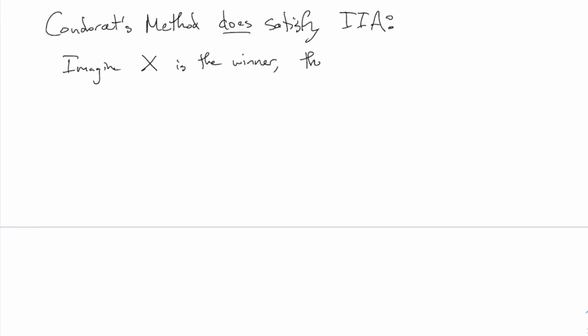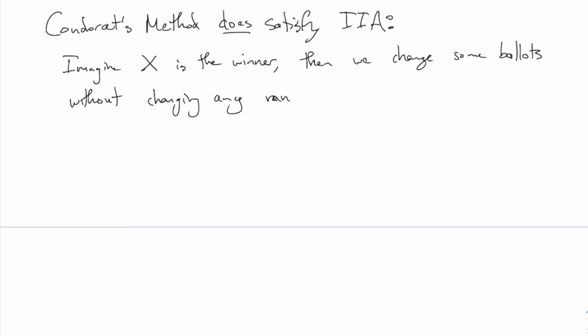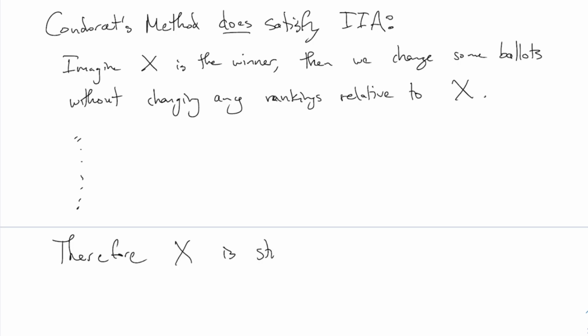And then we change some ballots without changing any rankings relative to X. Then you have to say something. Therefore, the conclusion is X is still the winner after you make those irrelevant changes.